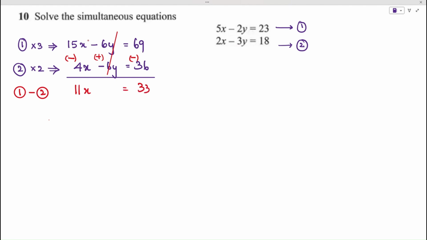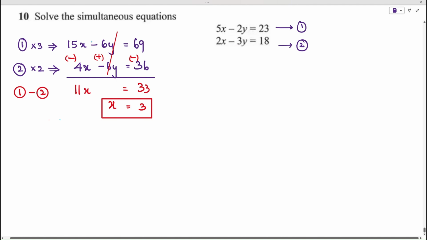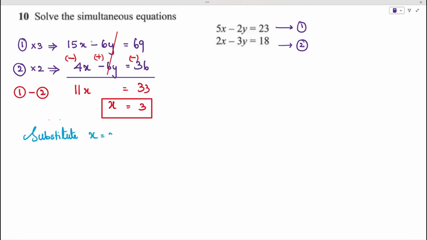So after this subtraction, we are left with 11x equals 33. Divide both sides by 11, we're left with x equals 3. But we also have to find the value of y. So what we're going to do in this scenario is substitute x equals 3 into our equations, and for this we're going to choose equation 2.